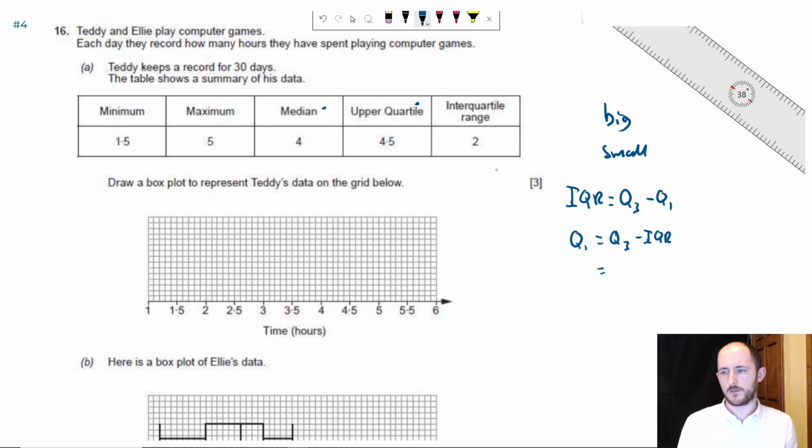Right? So 4.5 minus 2. So our lower quartile is just 2.5. Can you let me know if the notation or if the algebra was a bit quick? If so, I can quickly do it.